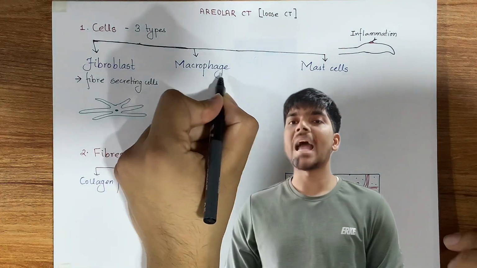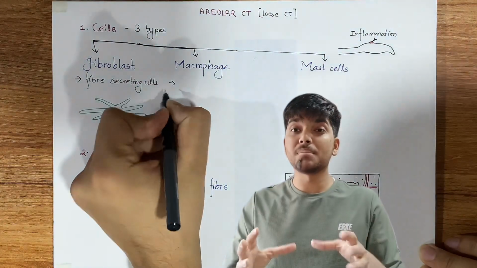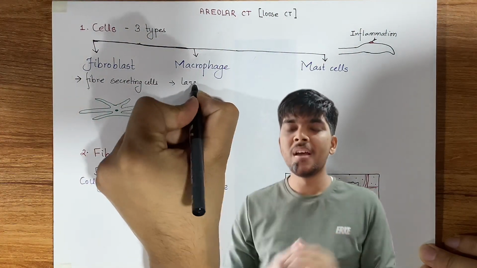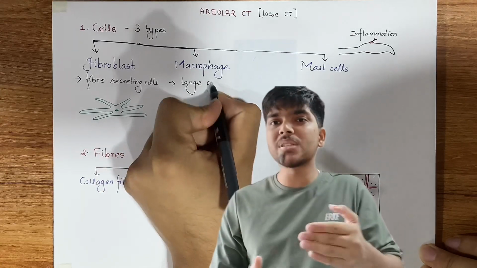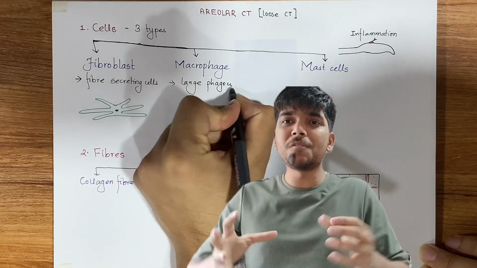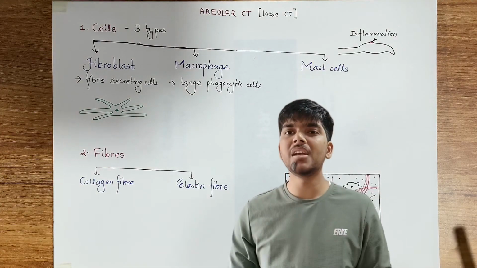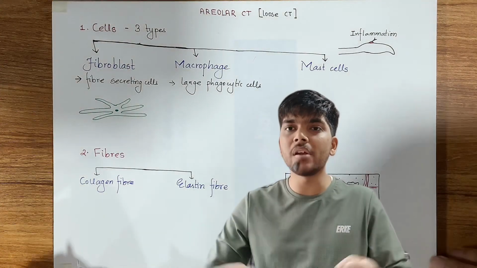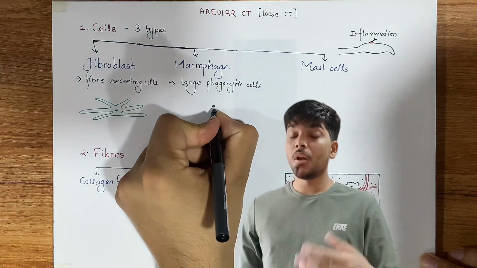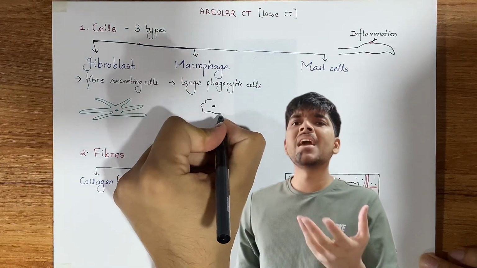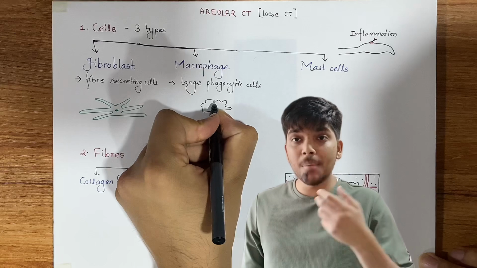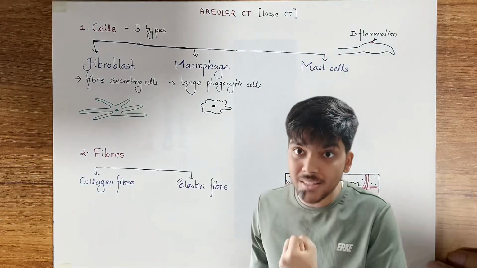Number two, macrophages. Macro means huge. Phages, that means they show phagocytosis. So they are huge phagocytic cells that eat upon the foreign particles or pathogens and protect your body. What do they look like? They look something like an amoeba. That's why they have been given the name of amoeboid shaped cells.